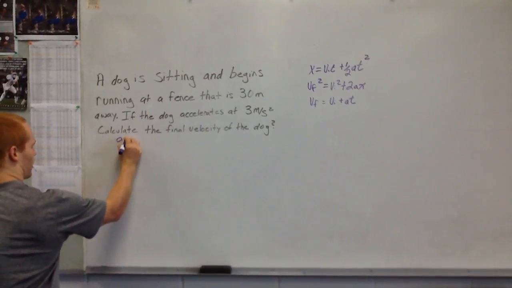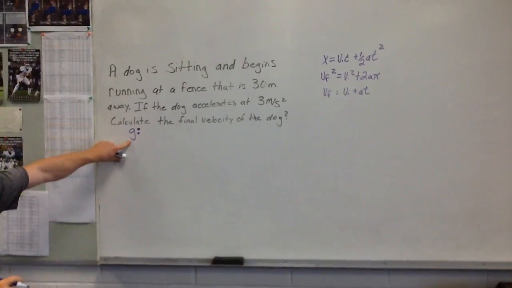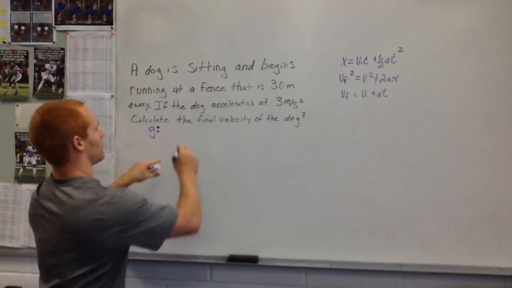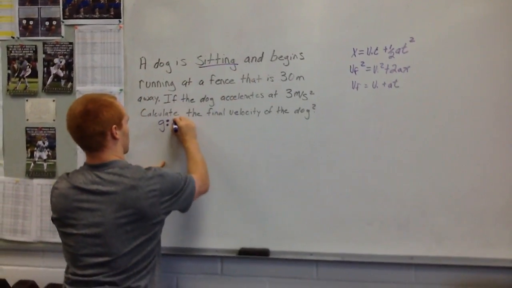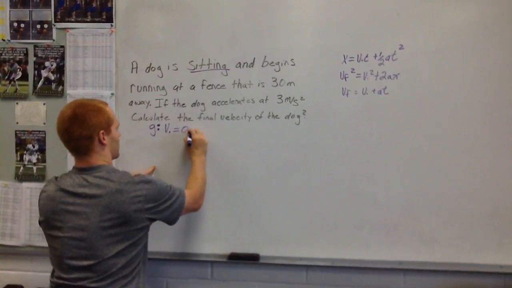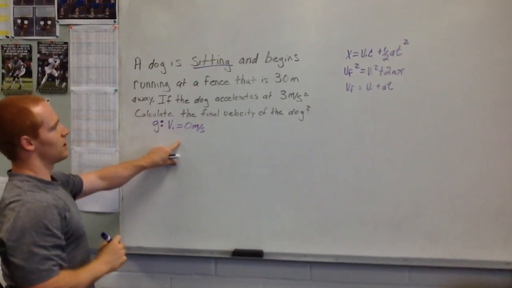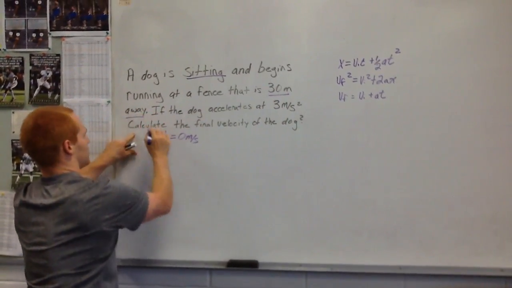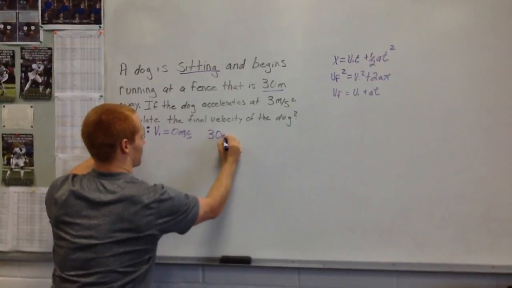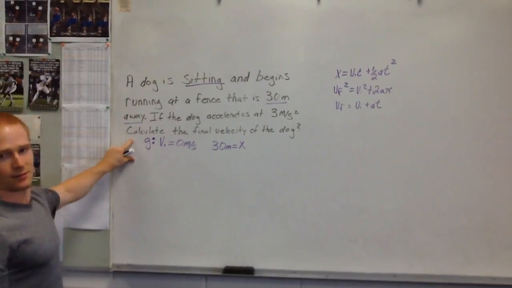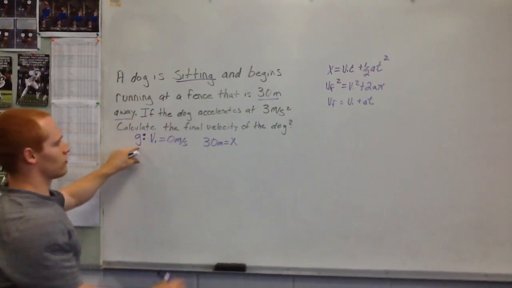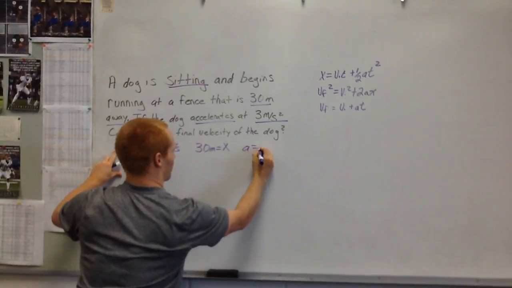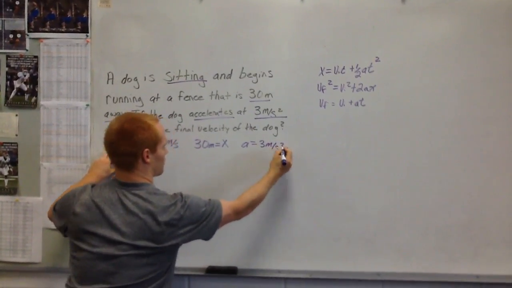So our GUESS method, we start with G, which stands for givens. So our givens: a dog is sitting. If you're sitting, your initial velocity is 0. So our first given, list velocity initial is 0. It begins running at a fence that is 30 meters away. 30 meters is going to be a distance, so it is our displacement, so it's x. If the dog accelerates at 3 meters per second squared, it is accelerating. So we have a equals 3 meters per second squared.